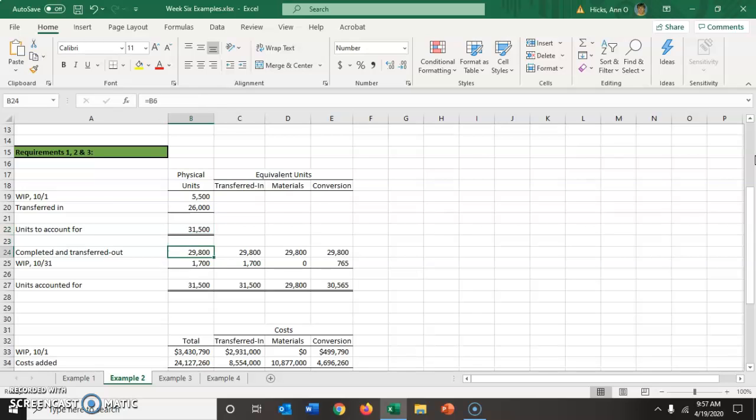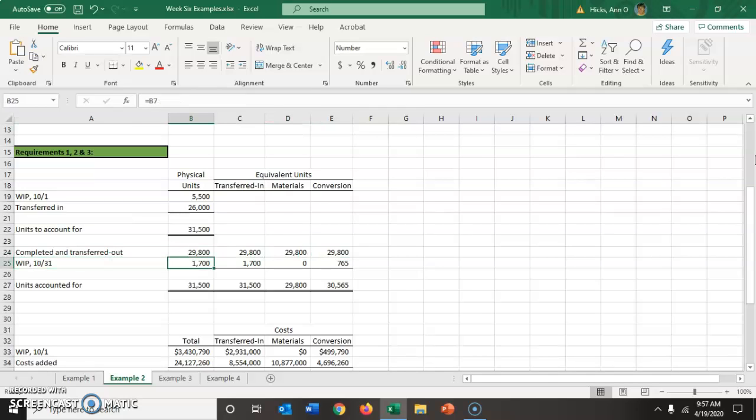Now, as indicated in the data, we completed and transferred out 29,800 units. Remember, if we've completed something, the equivalent units and the physical units are equal. So for all transferred in materials and conversion costs, we have 29,800 in equivalent units.